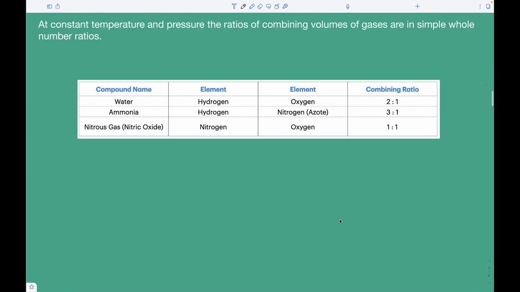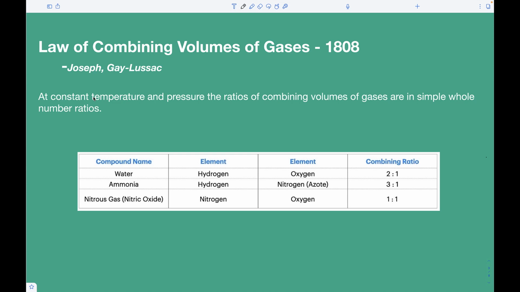At the same time, a French chemist by name Joseph Gay-Lussac was conducting chemical reactions between gases and he was measuring combining volumes. What are combining volumes? The volumes of different gases that completely combine with one another without any leftovers. And he found that hydrogen and oxygen combine in the ratio of 2 to 1 by volume. That is, 2 liters of hydrogen completely combines with 1 liter of oxygen.